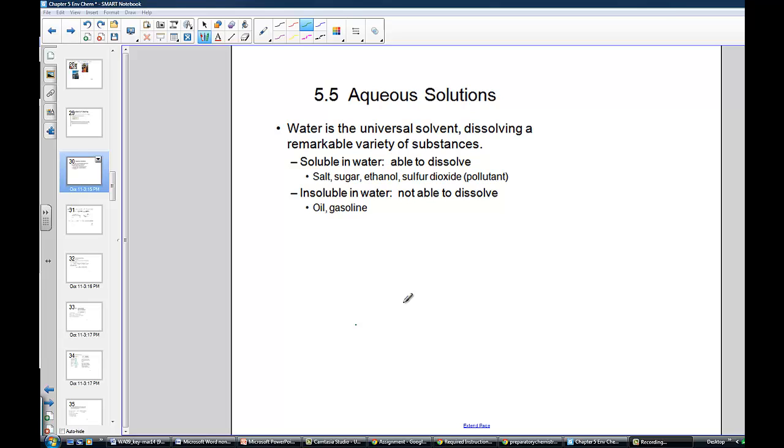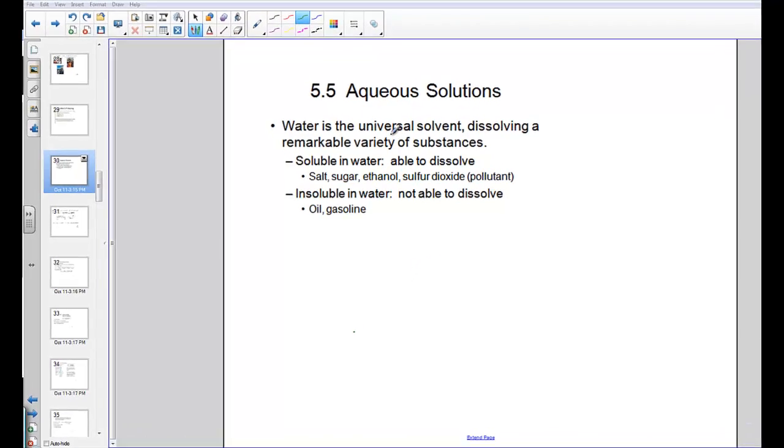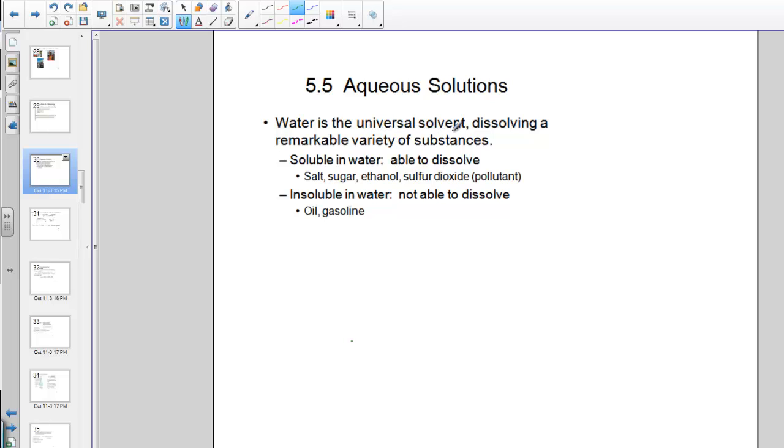Hey, welcome back, and we're going to talk about aqueous solutions. Water, of course, being the universal solvent. A solvent is something that does dissolving, and it does a remarkable job of dissolving many different types of substances. In our next section here, aqueous solutions, a solution will be discussed in which water is the solvent, and what is known as the solute is whatever goes into the water and dissolves. To be soluble in water, it simply means that it's able to be dissolved.